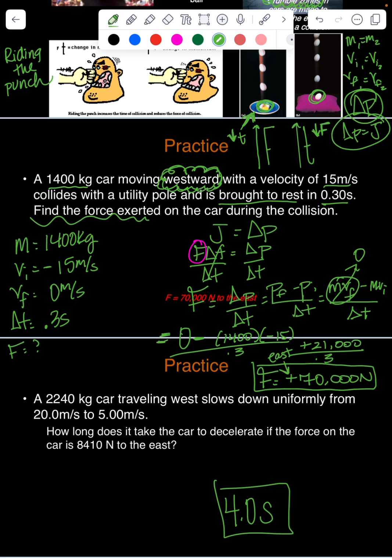So what I want you to do is I want you to write down all of your givens. Look what's happening. Write down all your givens, write down your unknown, and I want you to solve for the time. It says, how long does it take the car to decelerate? So you're looking for the time. All right, your answer is 4 seconds, but I want to see how you got there.